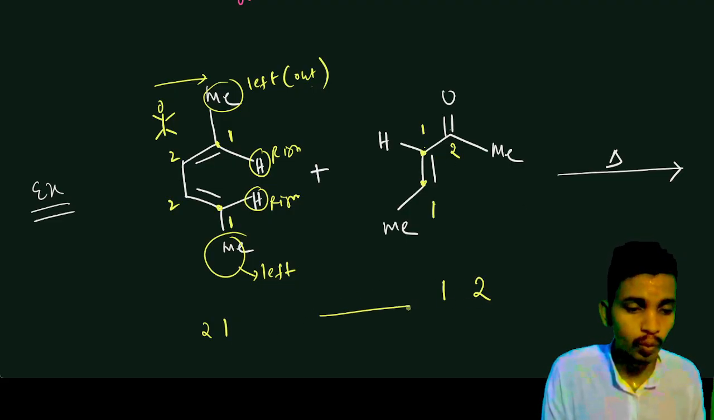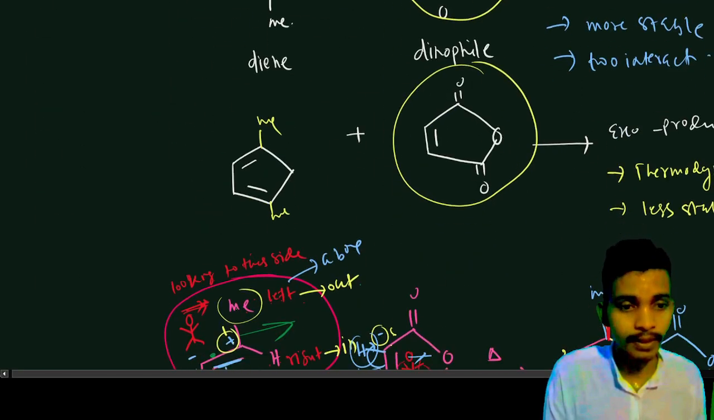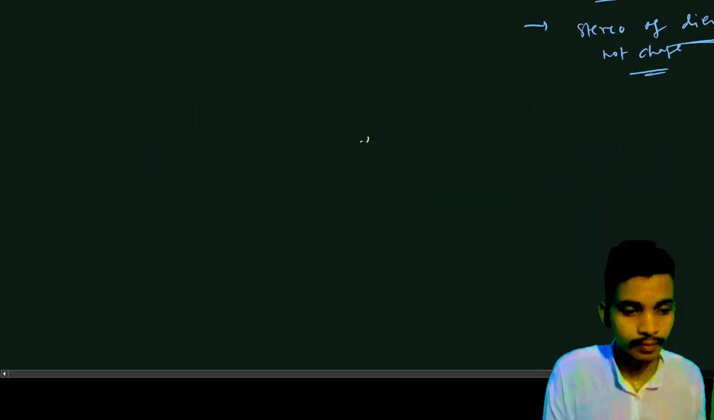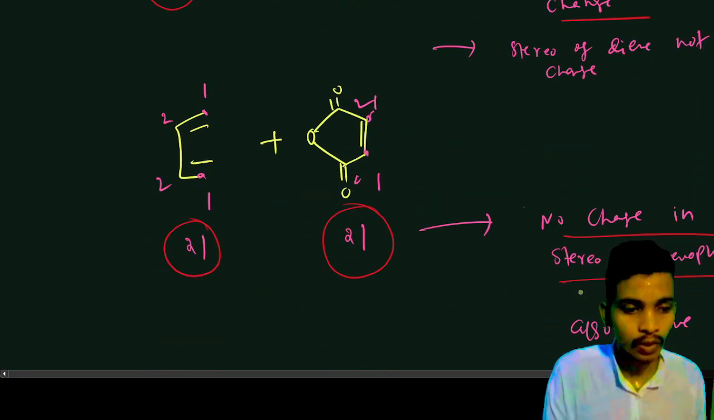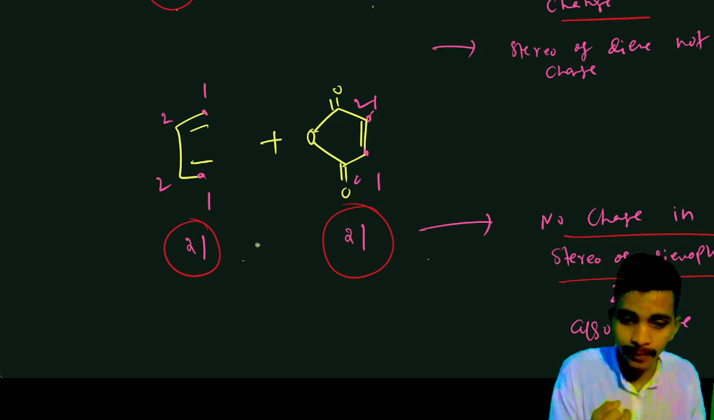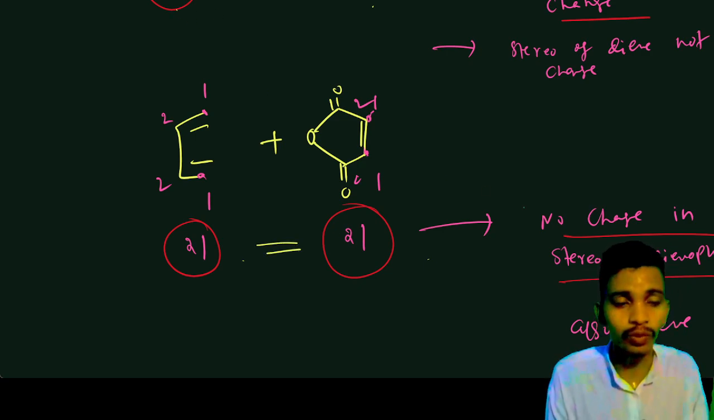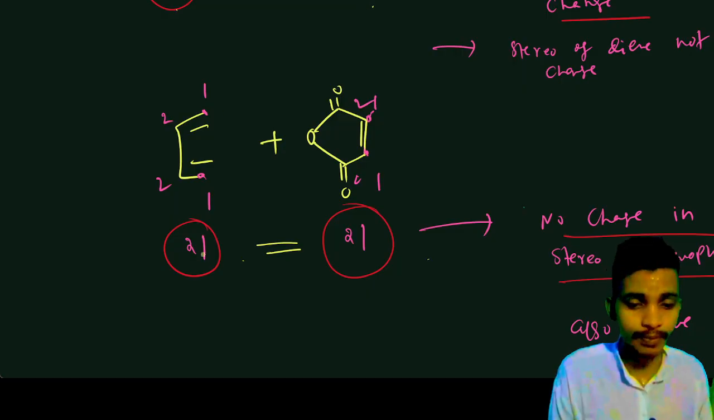So if 2 1 and 1 2 are there, then the stereo will change. What I say is, if 2 1 2 1, then no change in stereo, but if 2 1 and 1 2, the stereo will change. So always remember that if same, then no change in stereo. If different, like 2 1 1 2, then the stereo will change. If same, 2 1 2 1, then no change in stereo.